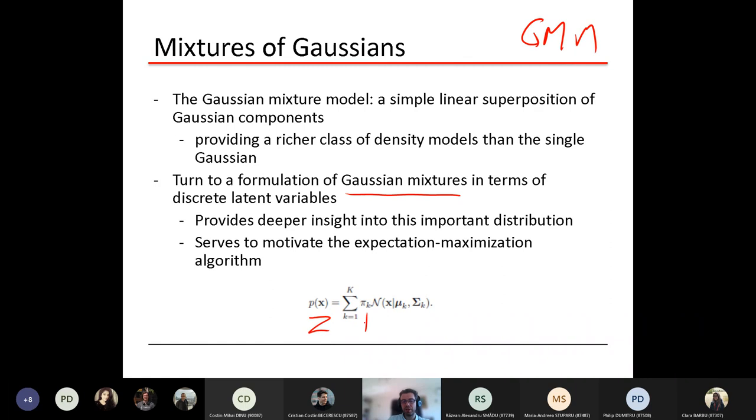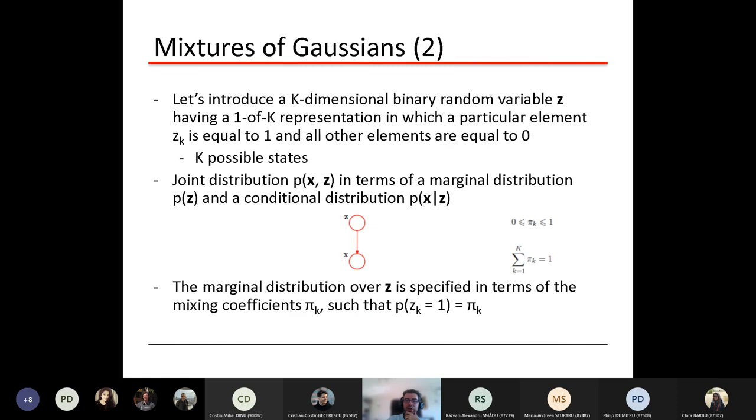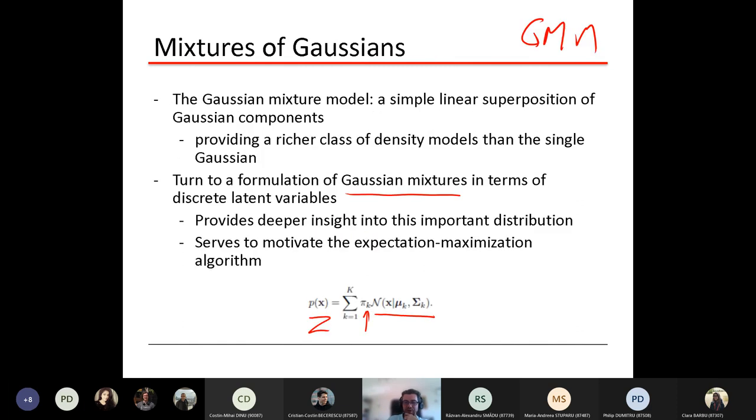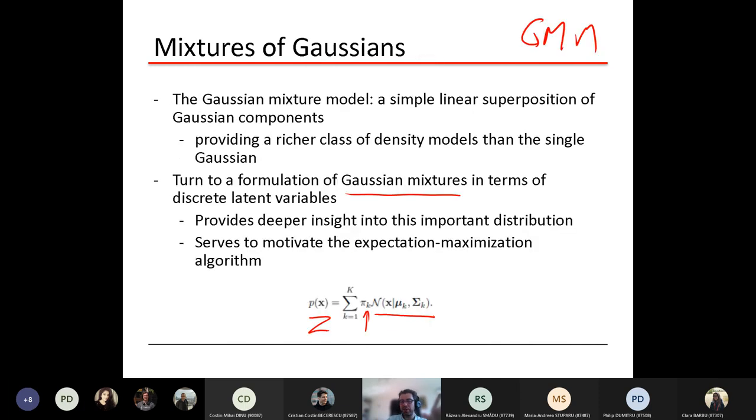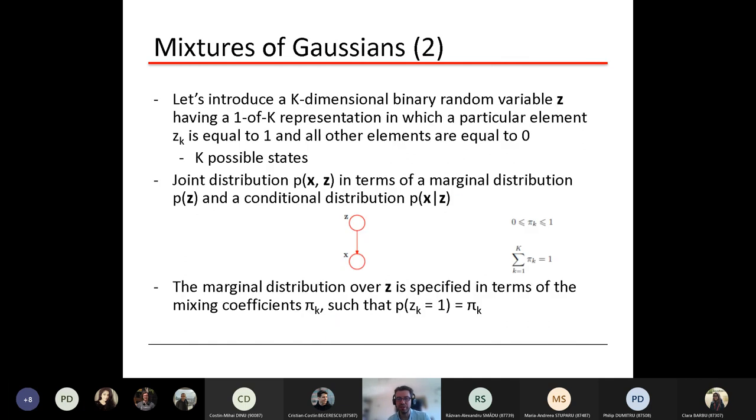So we say the mixture of Gaussians is a weighted combination of k different individual Gaussians, where pk are called the mixing coefficients, like we mix together the Gaussians. This is how we define the mixture of Gaussians. Now we want to express it: how can we add a latent variable z, or zk, with k values, one for each Gaussian in the mixture? We can do it by adding a discrete random variable with k states.